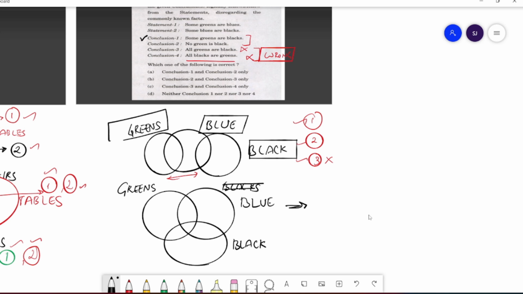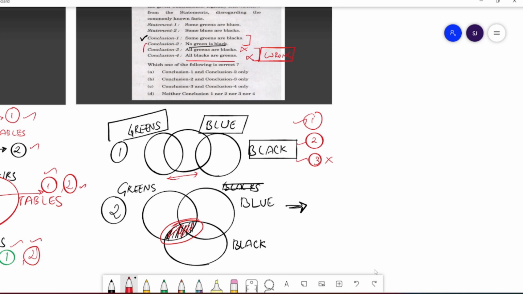So now read statement one: some greens are black. Actually, it is true. Some greens are black, it is here. It's true. But no green is a black, can I say that? From the first diagram I can remove the third and the fourth conclusion. From this second diagram I can say that no green is a black cannot be true, because the portion that I am marking in red is some black is green. So no green is a black is not a true statement.